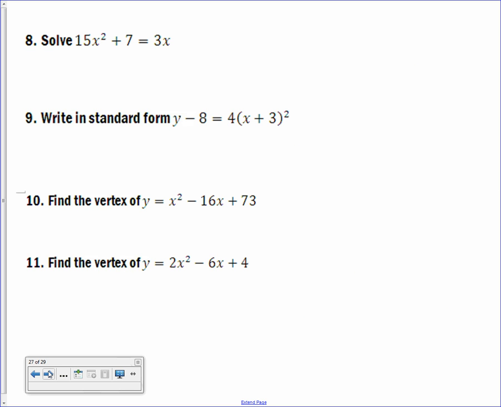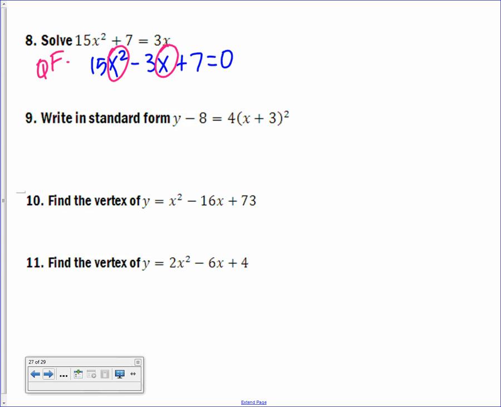Number 8 says to solve 15x squared plus 7 equals 3x. So probably want to get this into standard form. So 15x squared minus 3x plus 7 equals 0. Okay, you can't just square root this like we did the earlier ones, because you have an x squared and an x. If you have an x squared and an x, get it in your brain that that's when you have to use the quadratic formula.